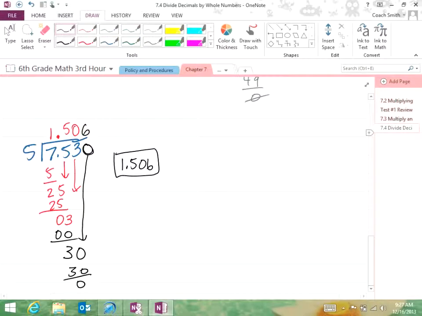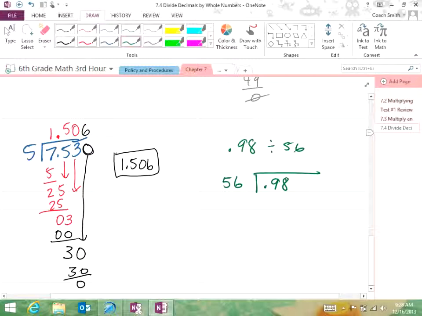All right, let's look at this one. 0.98 divided by 56. So that's 56 into 0.98. Okay, does 56 go into 9? No. So I put a 0 behind the decimal. Does 56 go into 98? Yes. One time. 56, remainder 42. Now, I'm going to add a 0 and bring it down.